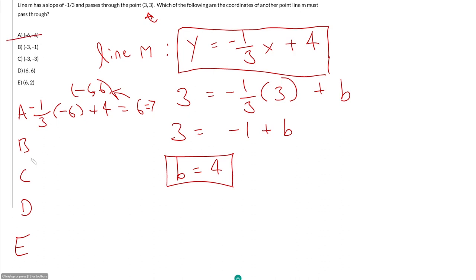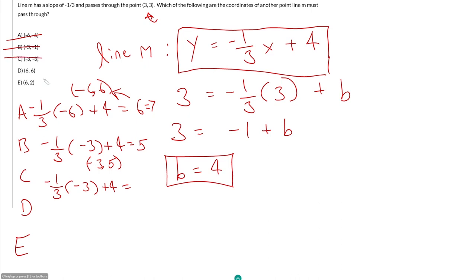What about negative 3, negative 1? So negative 1/3 times negative 3 plus 4. That just gives us 1 plus 4, which is equal to 5. Negative 3, 5 is a point on our line. This is not. Negative 3, negative 3. So negative 1/3 times negative 3 plus 4. Plug it in here, so we get the same value. This should give us negative 3, 5 again. So we should have been able to cross this off after we did B.